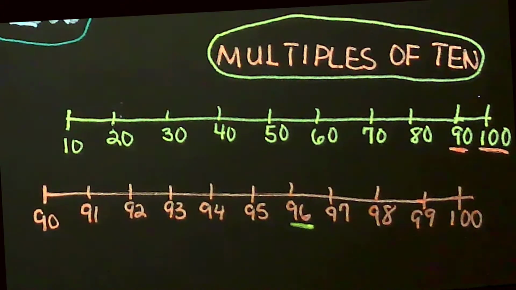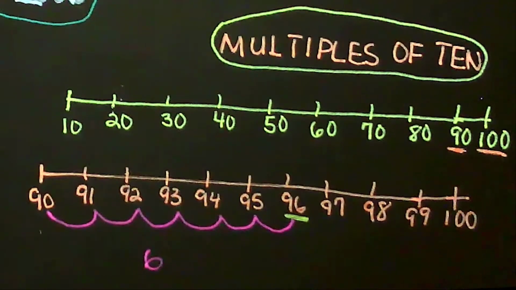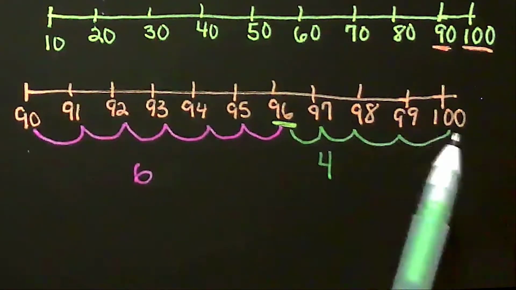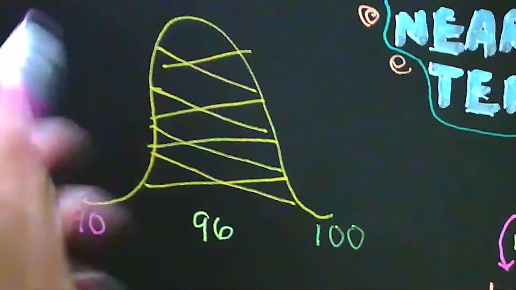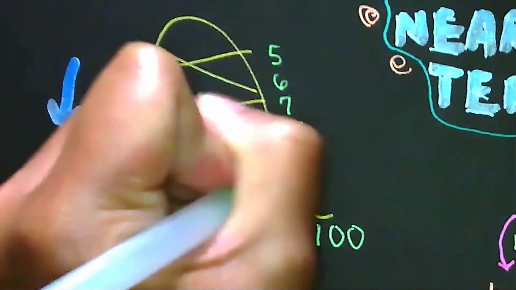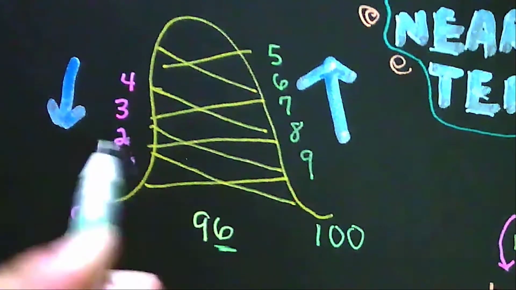Now, if we count backwards from 96 to 90, there will be 6 numbers in between. And if we count forward from 96 to 100, there will be 4 numbers in between. 96 is closer to 100, so 96 rounded to the nearest 10 is 100. And if we're trying it on our rounding roller coaster, 96 is in between 90 and 100, so 96 rounded to the nearest 10 will round up to 100.